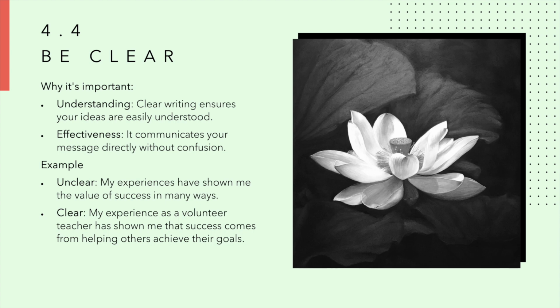Let's look at an example. Here's an unclear sentence. My experiences have shown me the value of success in many ways. It sounds vague and doesn't tell the reader exactly what those experiences were or what success really means to you. Now here's a clear version. My experience as a volunteer teacher has shown me that success comes from helping others achieve their goals. This version gives the reader specific information, the experience, the lesson learned, and the idea of success. It's much more direct and meaningful.